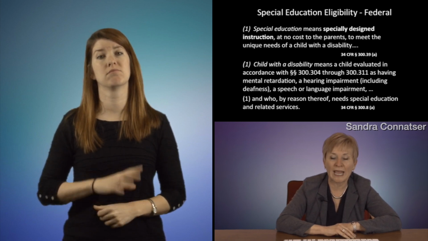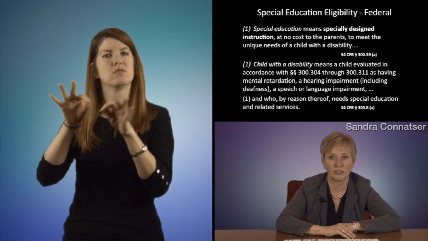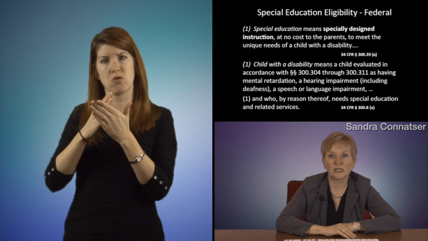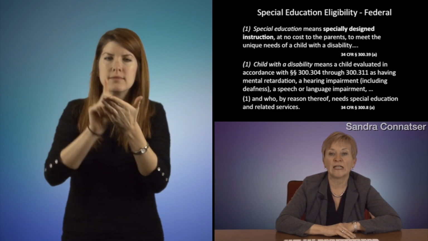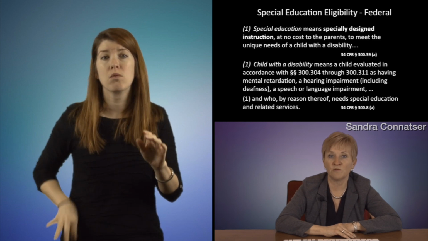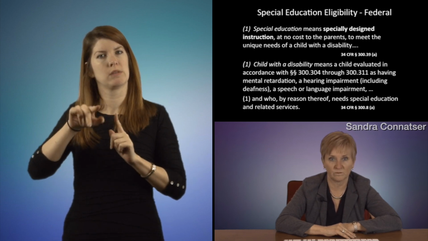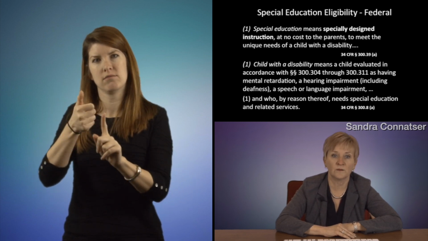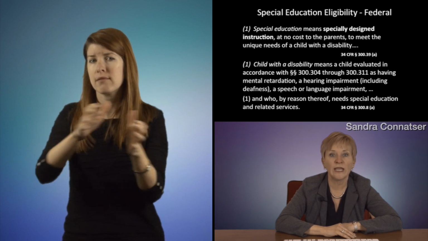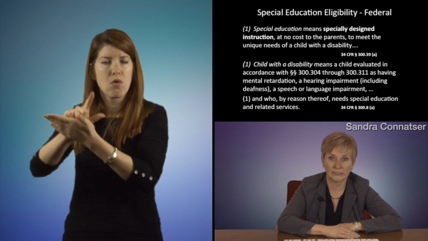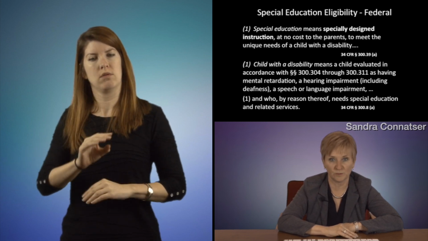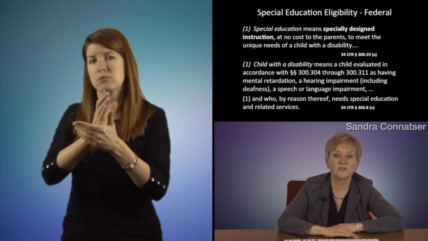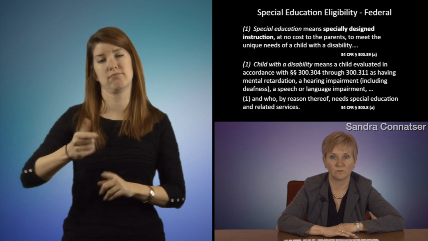Under the federal law, we have a definition for special education eligibility. The first part of that is that special education means specially designed instruction that is at no cost to parents and meets the unique needs of a child with a disability. The second part to that is the definition of a child with a disability. There are 13 disabilities under the federal law, and a child with a disability would meet the criteria for one of those eligibilities, such as hearing impairment or speech or language impairment. And the child would need specially designed instruction.